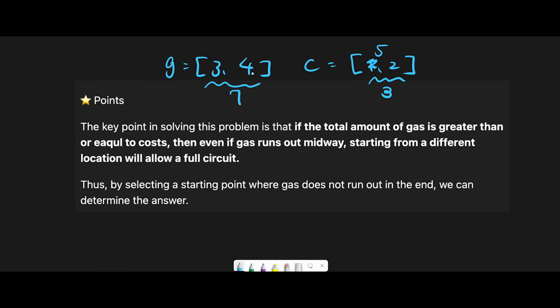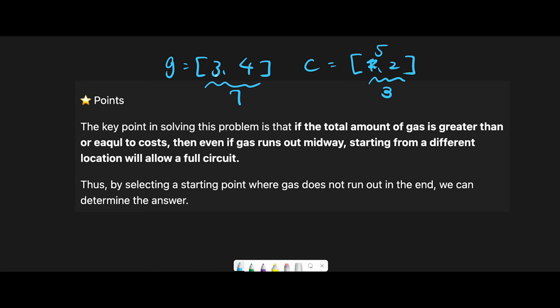In this case, gas is 4 and the cost is 2, and the remaining gas is 2. So that's why we can move to index 0. And so even if the gas is short at index 0, we have extra gas from index 1, right? So that is 2 gas.